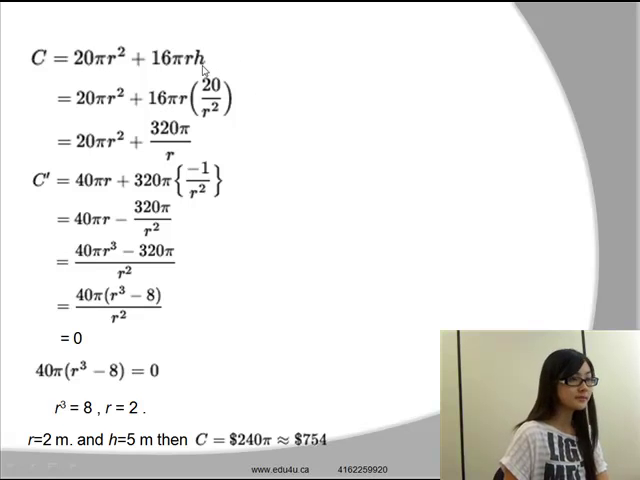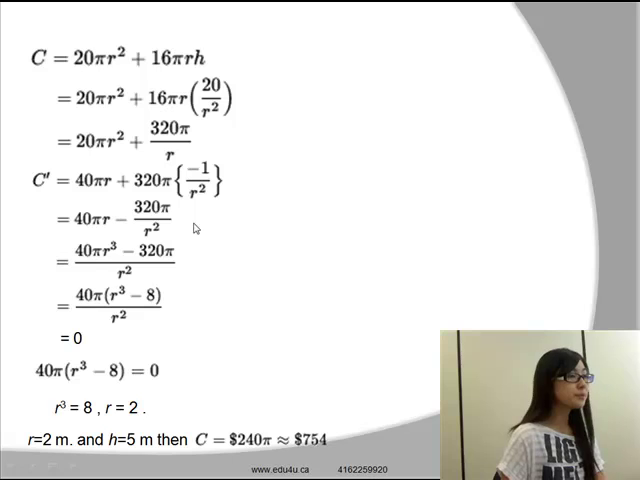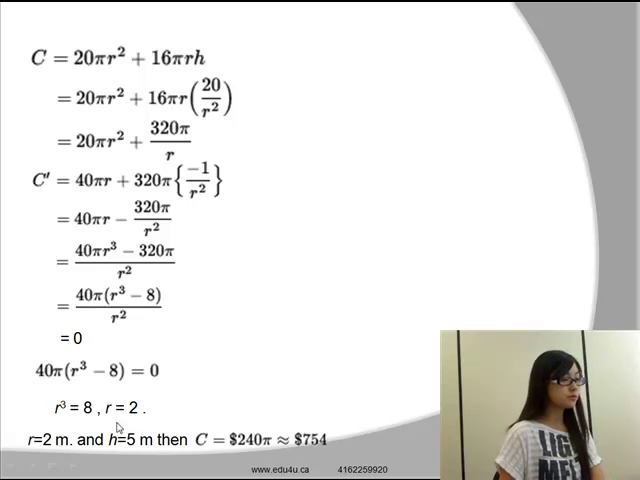We've already mentioned that h is equal to 20 over r squared, so we plug that into this equation, and that will give us 20 pi r squared plus 320 pi over r will be equal to C. Now we have to find the critical points, therefore we have to find the derivative of C. The derivative will be equal to 40 pi r plus 320 pi times (-1 over r squared). We try to find out for what value of r will C prime be equal to 0. That value will be our critical point.